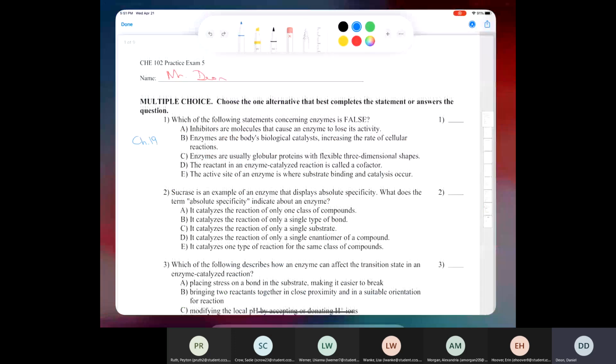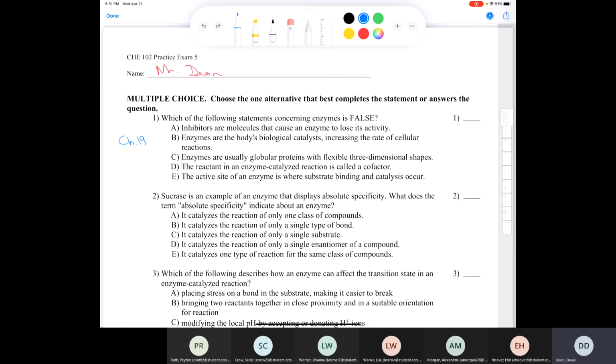All right, Chemistry 102. This is practice exam 5. Question number 1. Which of the following statements concerning enzymes is false?